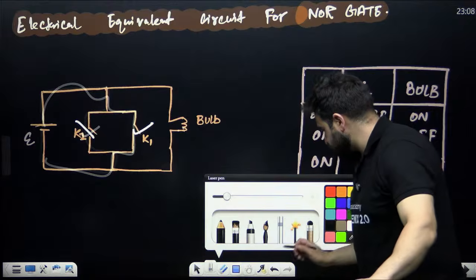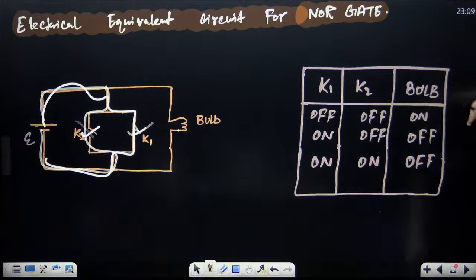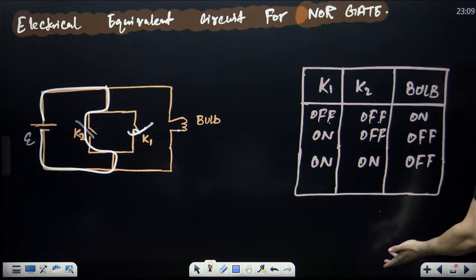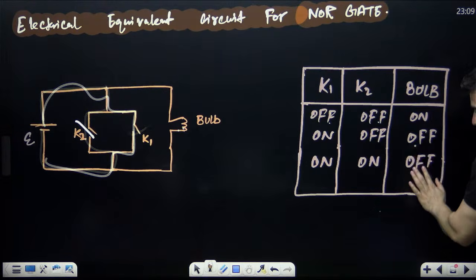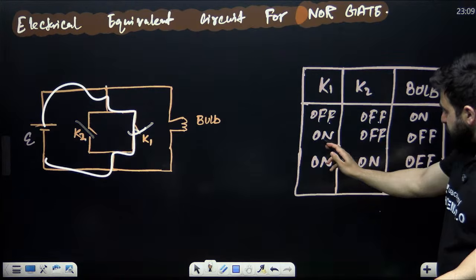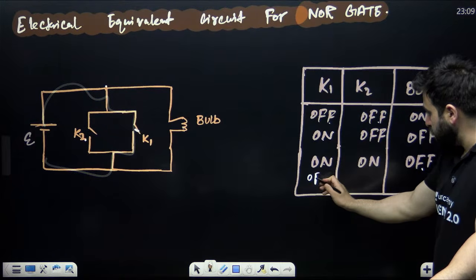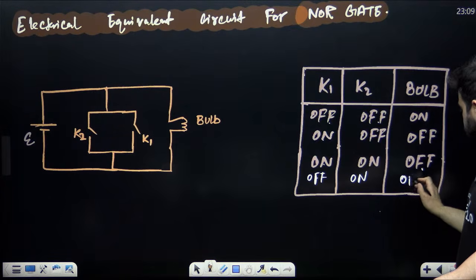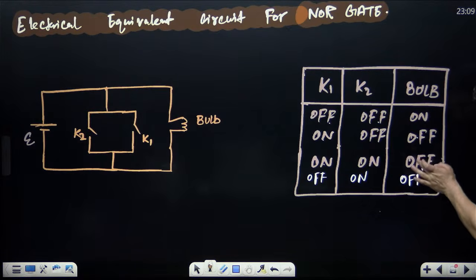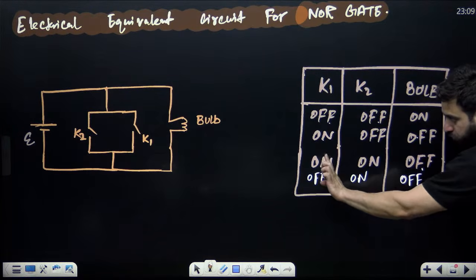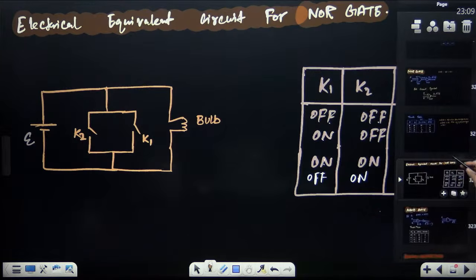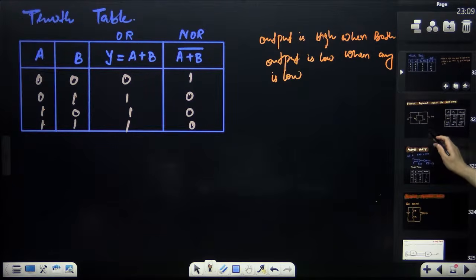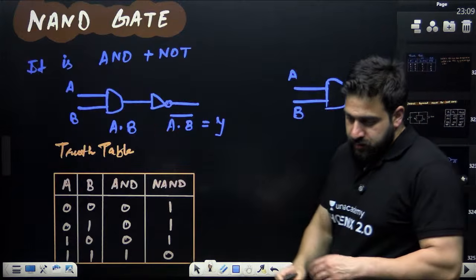Now tell me, in this particular case, output is high when both the inputs are low. Output is low when any of the two inputs is high. Or if this is off, this is on, bulb remains off in that particular case. Now see, output is low if any of the two inputs is high. Matching, exactly matching. Are you able to understand? Tell me in the chats. Is this clear?